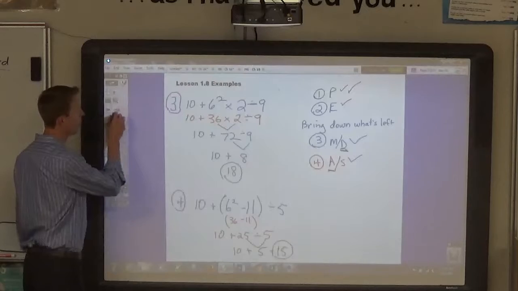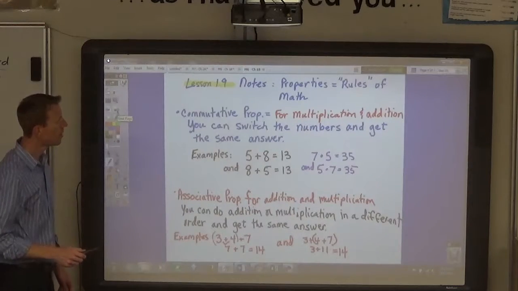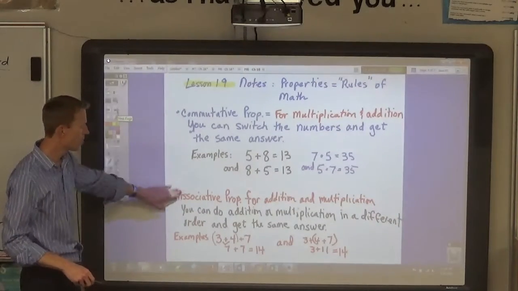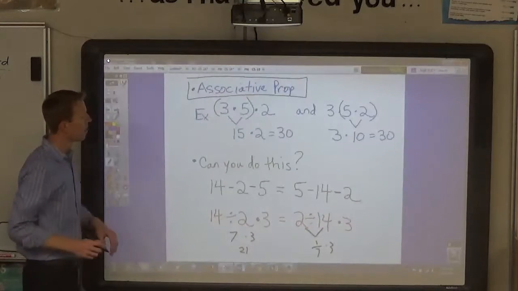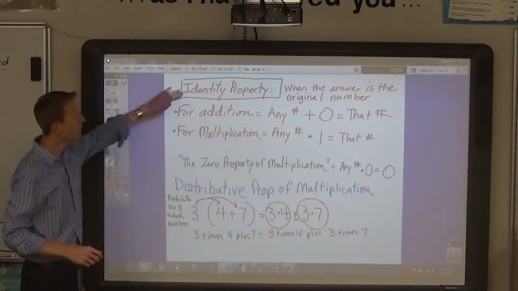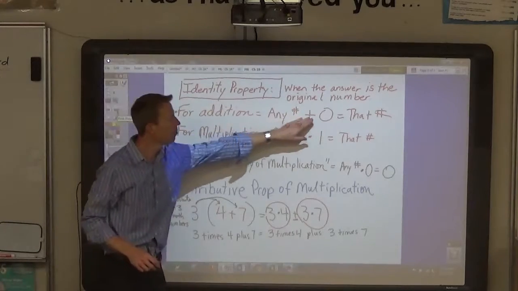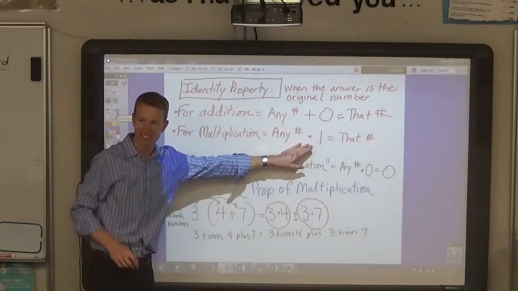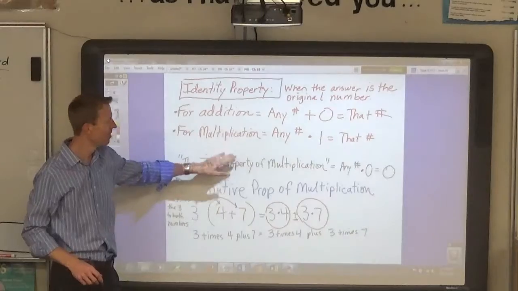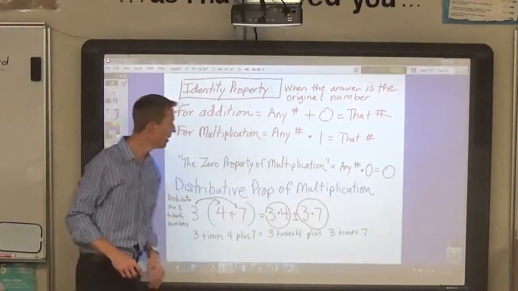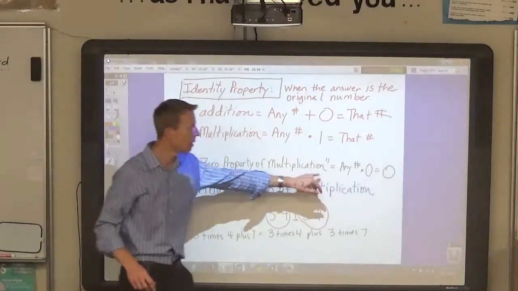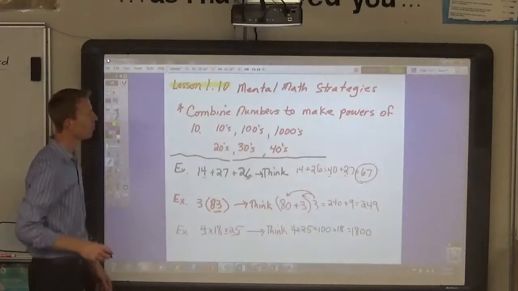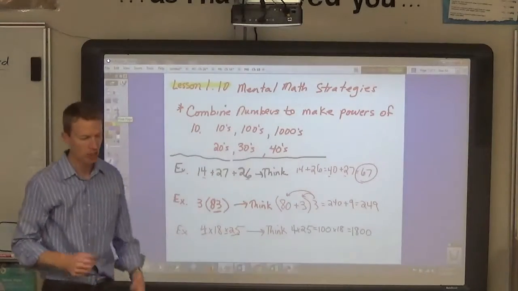Here's some more examples that we talked about from lesson 8. Then, the last 2 lessons were on properties and rules and using them. The commutative property, the associative property, the identity property, the additive identity property, so adding 0, the multiplicative identity property. Multiplicative means multiplication. Multiplicative identity property, 0 property, any number times 0, and the distributive property. And then the last lesson was on mental math strategies. We just talked about it.